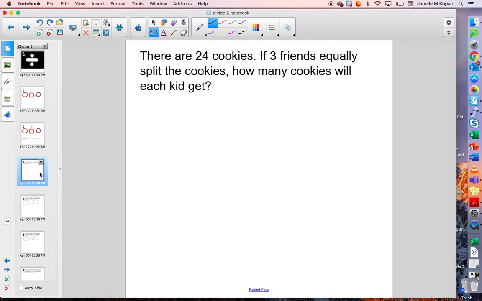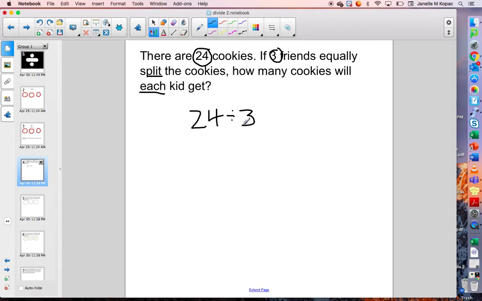Let's try a problem together. There are 24 cookies. If 3 friends equally split the cookies, how many cookies will each kid get? So notice there's that word each, but I'm not going to be multiplying here. I am going to be dividing because I'm taking 24 cookies and I am splitting them between 3 kids. So we're doing 24 divided by 3.